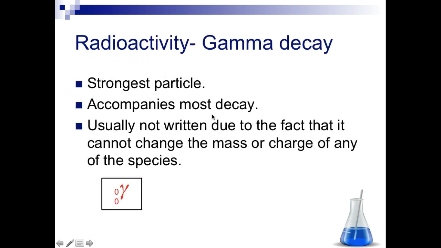So let's look at gamma decay. Gamma decay is the strongest particle. It accompanies most decays. It's usually not written due to the fact that it cannot change mass or charge of any species, and this is what it looks like. It has 0 mass, 0 charge. We very rarely write it. Gamma decay, for our purposes, is going to be energy.